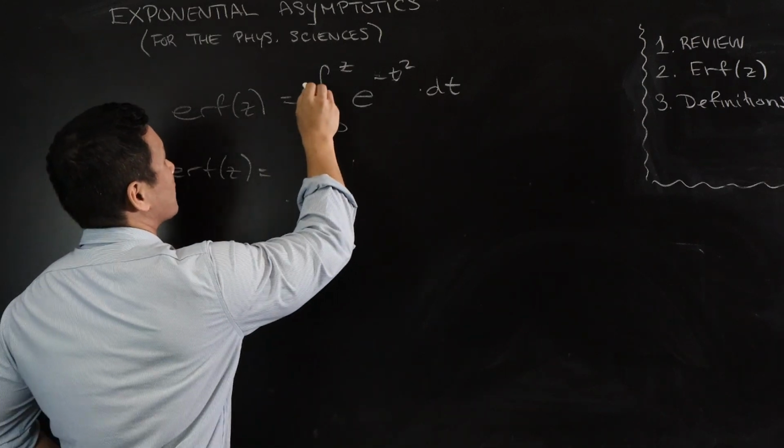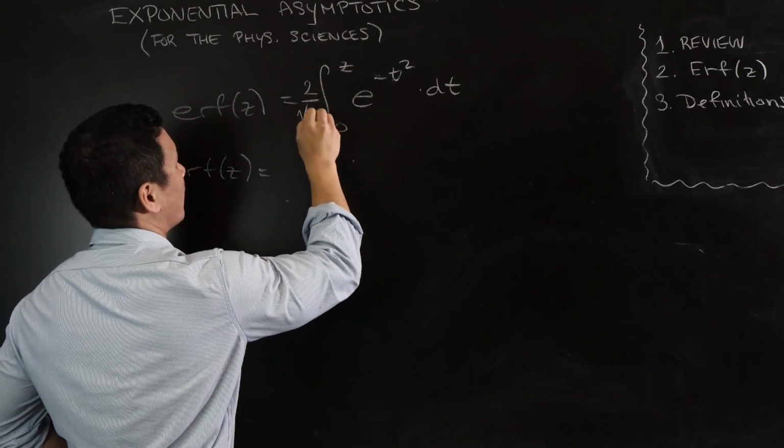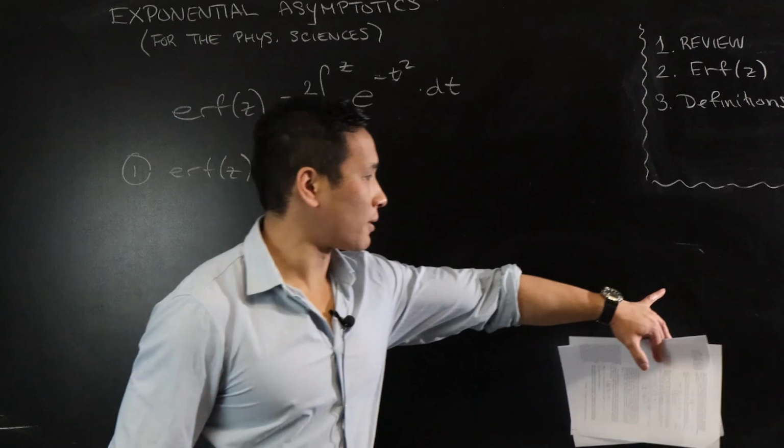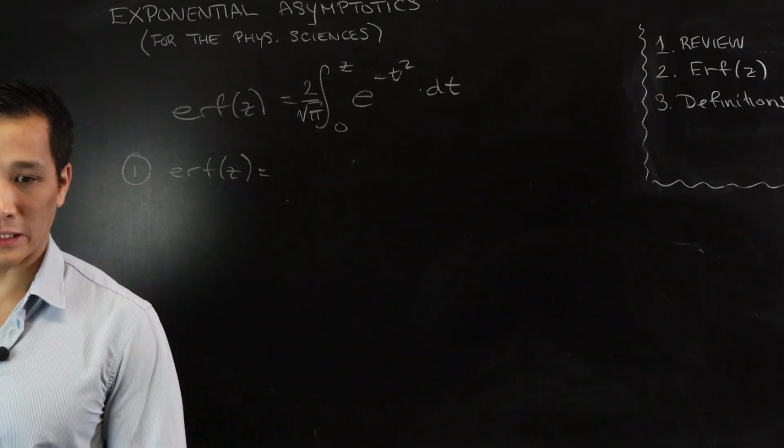By the way, I'm missing a factor of 2 over root pi. You're just seeing a root pi factor that comes up there, so I forgot to write it down earlier.